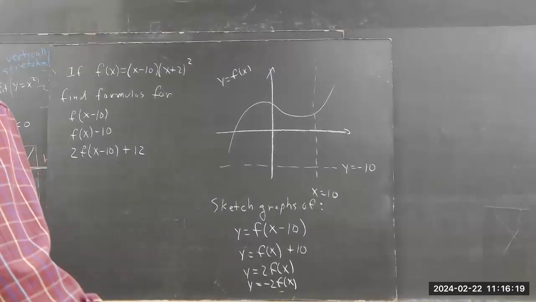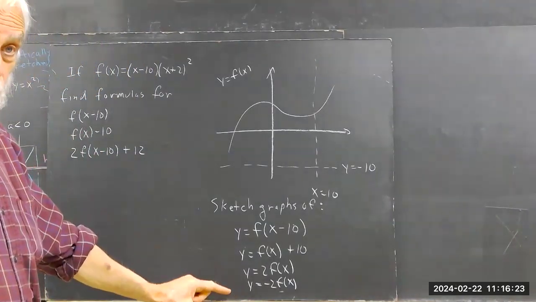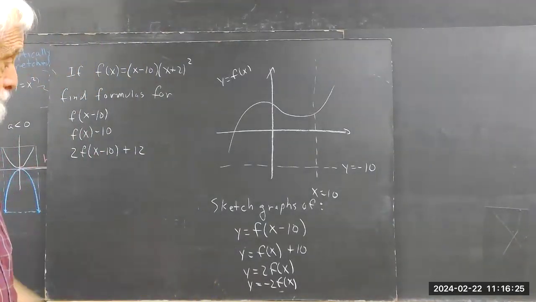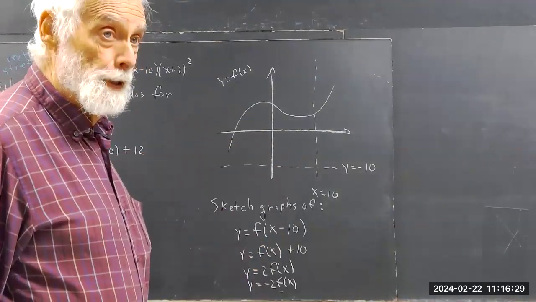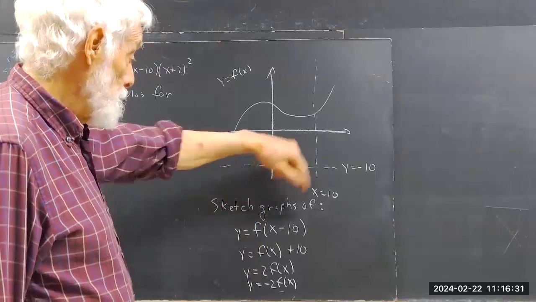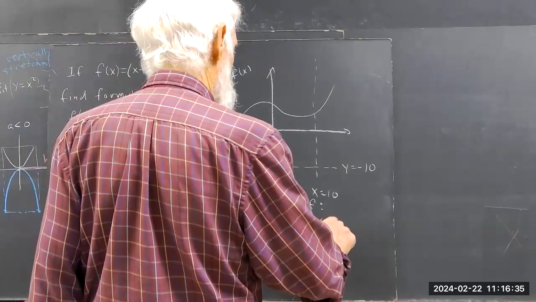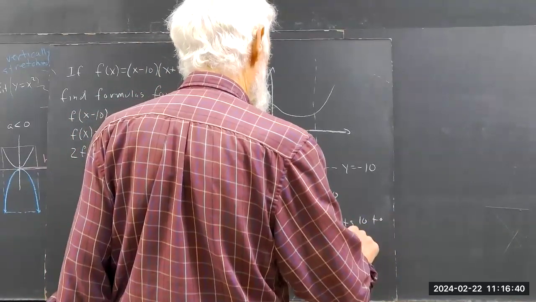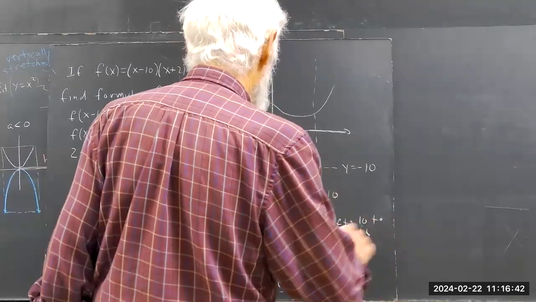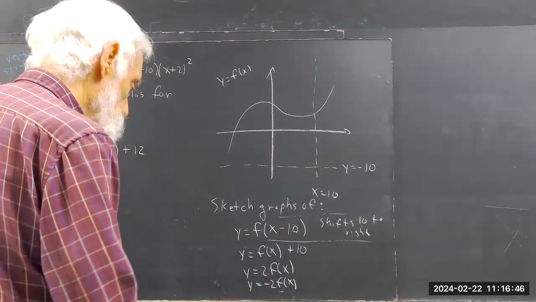Okay, now your homework for today was on transformation, so everybody should understand what to do with these, okay? This shifts the graph 10 units to the right, because you replaced x by x minus h, and h is 10. This shifts the graph 10 units to the right. How big is 10 units?